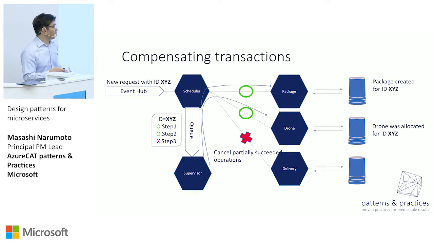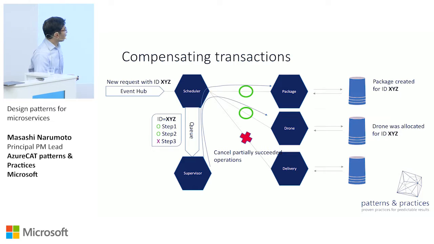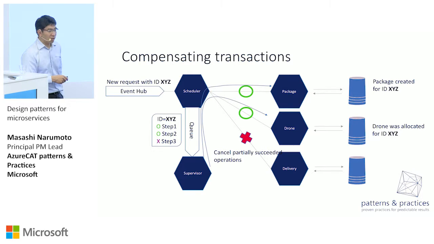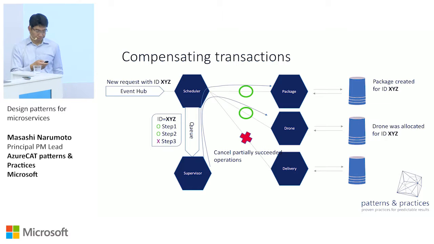This is what we call eventual consistency. So at some point it's inconsistent, right? The package is there, the drone was there, but nothing's here. It's inconsistent. But by going through this cancel operation, those services will come back to a consistent state. Makes sense?